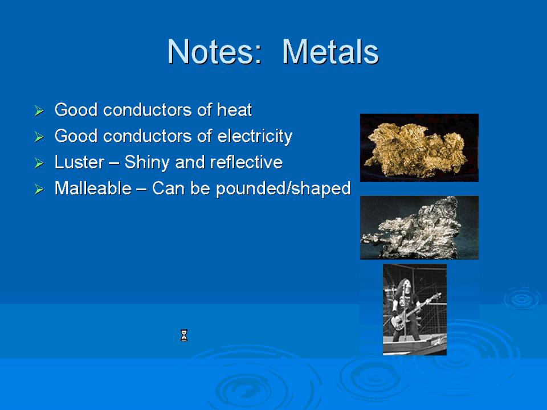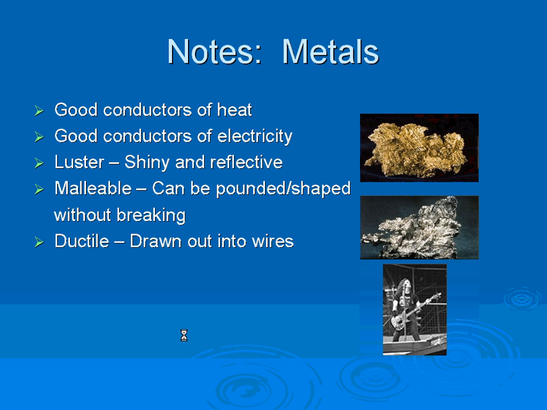Malleable, meaning it can be pounded and shaped. You can mold this stuff. Malleable comes from the root word mold. It can be pounded without breaking, by the way. Now, metals can break, mind you, but they are more malleable than things that are nonmetals. So they're more likely to be molded very easily. All right, ductile, meaning we can draw them into a wire. We can draw them into nice thin wires and run them through cables.